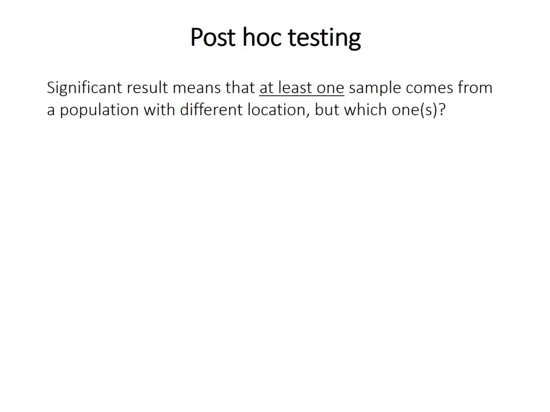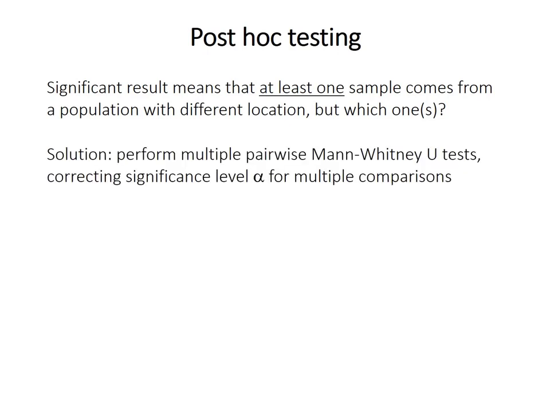you should be okay. But let's say you get a significant result from a Kruskal-Wallis test. That means that at least one of the samples comes from a population with a significantly different location. But which one or ones? There's no specific post hoc test. There's no thing like the Tukey test for the ANOVA, but you can perform multiple pairwise Mann-Whitney U tests, but making sure that you have to correct the significance level for doing multiple comparisons. Remember that multiple comparisons will increase the chance that at least one of them is a type 1 error.